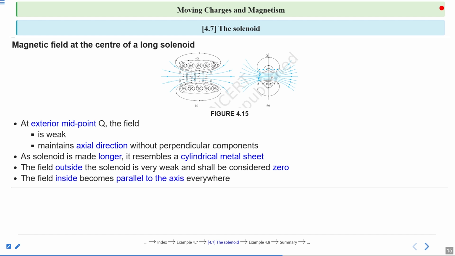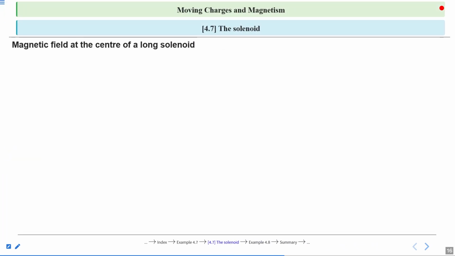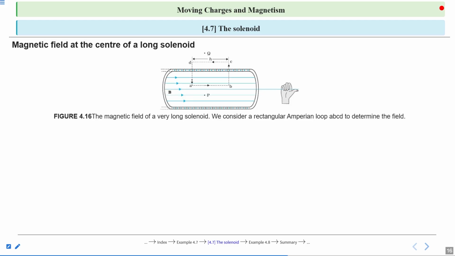The field inside becomes parallel to the axis everywhere. This is a short solenoid, but for a long solenoid the field lines are parallel for a long distance. So the field inside becomes parallel to the axis everywhere for a long solenoid. This is another diagram, figure 4.16, the magnetic field of a very long solenoid, which means the radius is much smaller than the length.